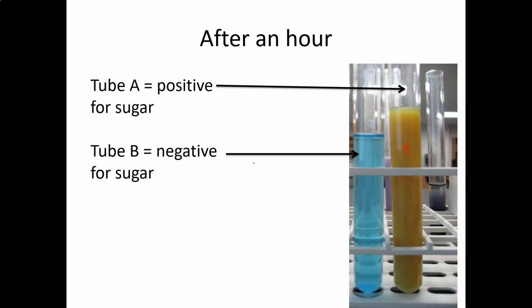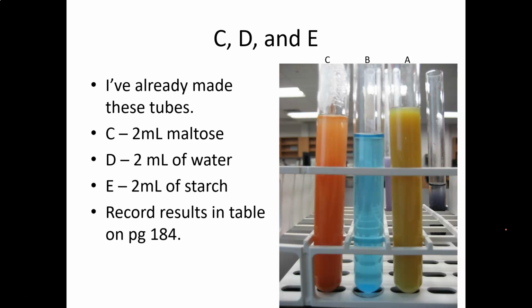In that same test tube rack, test tube B, color after boiling, it's blue. Is that positive or negative? It's negative. Explanation: starch is still in there, and there's no sugar because there was no enzyme to break it down. All right, now, flip back ahead to page 183.